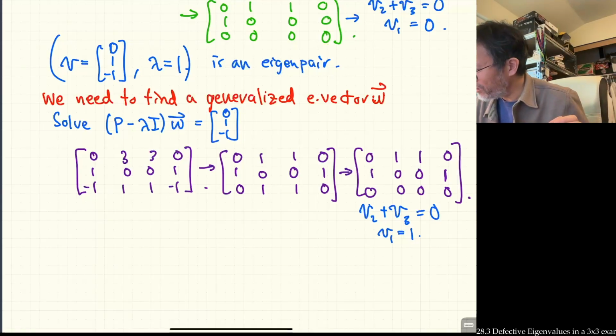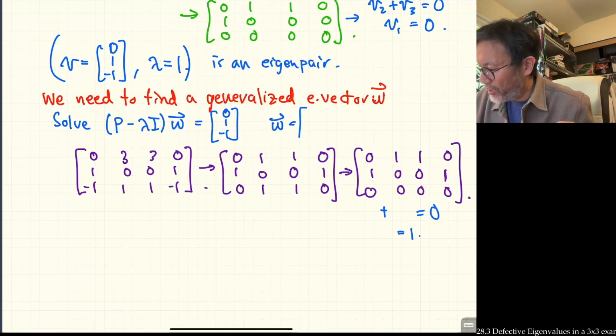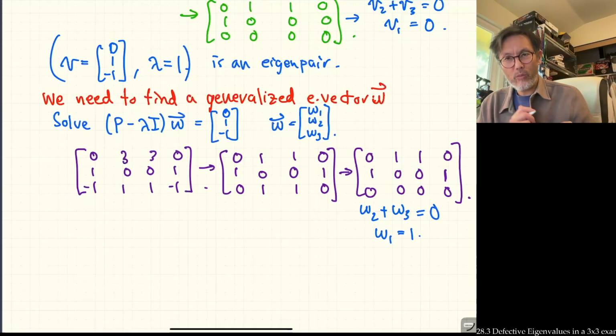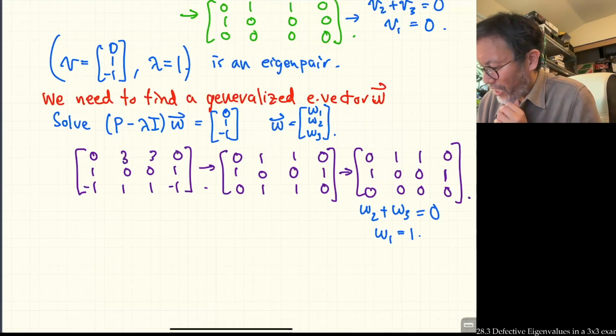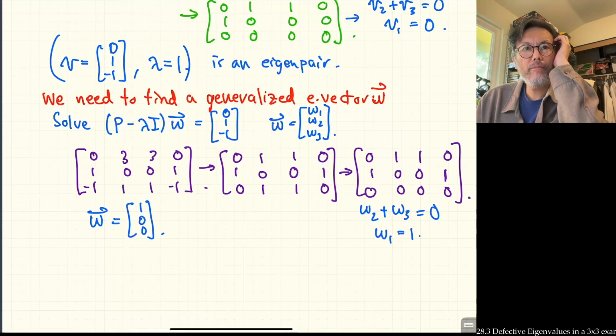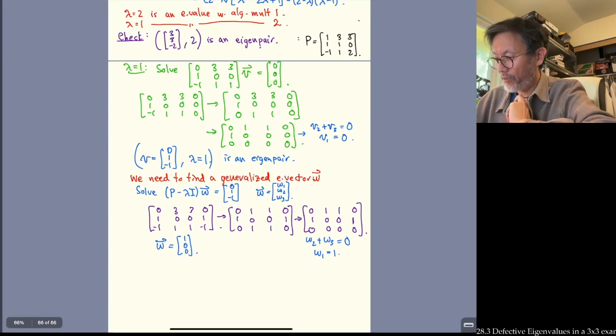Oh, and by the way, I shouldn't have used v's. I'm used to using v's in my eigenvector calculations, but really I should be using w's. I'm going to think of w as the 3-tall vector w1, w2, w3. So really what I'm saying is that w2 plus w3 is 0, and w1 is 1. So my generalized eigenvector I'm going to take to be 1, 0, 0, because why not?